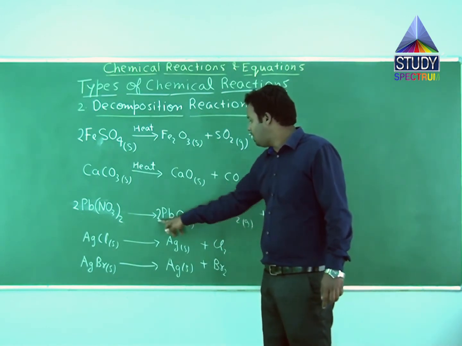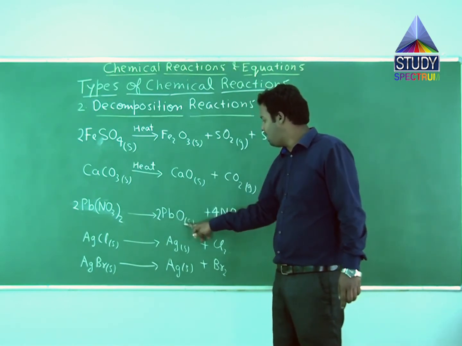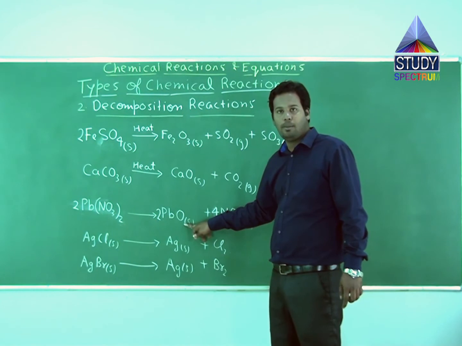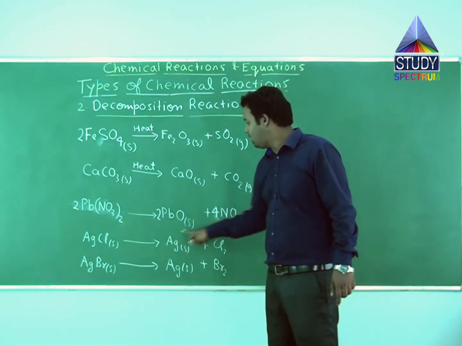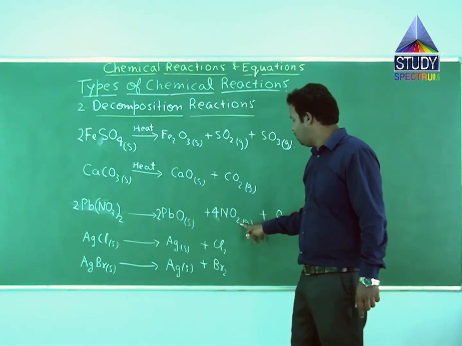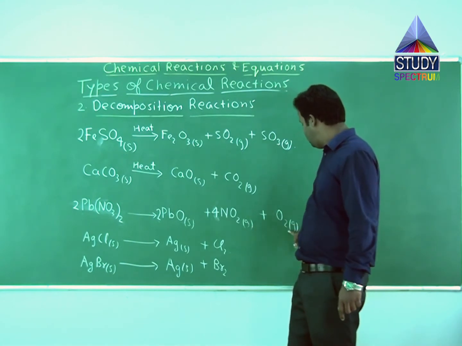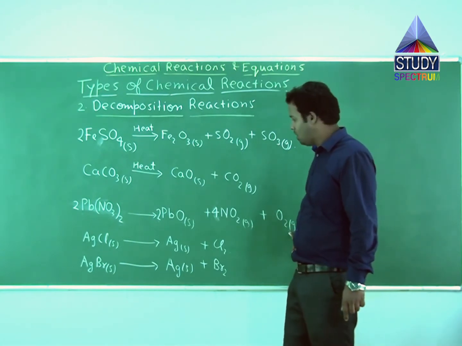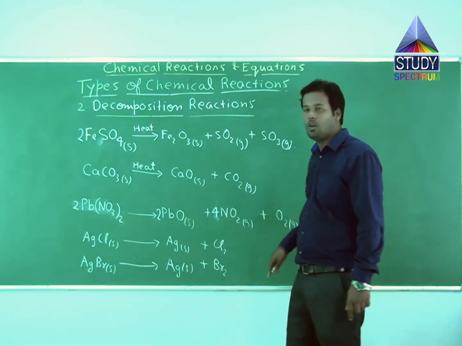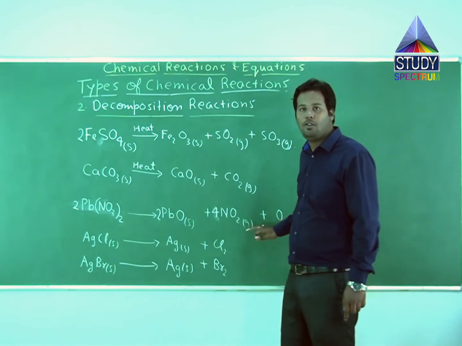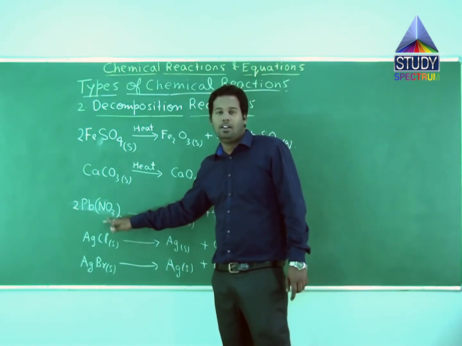See, there are 2 oxygen atoms in the first product. 2 is the stoichiometric coefficient of PbO, and 1 is the suffix of oxygen in this compound, since nothing has been written, so it will be 1 only. 2 into 1, that is 2 oxygen atoms in the first product. 4 into 2, 8 oxygen atoms in the second product, and 1 into 2, 2 oxygen atoms in the third product. So 2 plus 8 is 10, and 10 plus 2 means 12. So finally we have 12 oxygen atoms in RHS also, 12 oxygen atoms in LHS also.